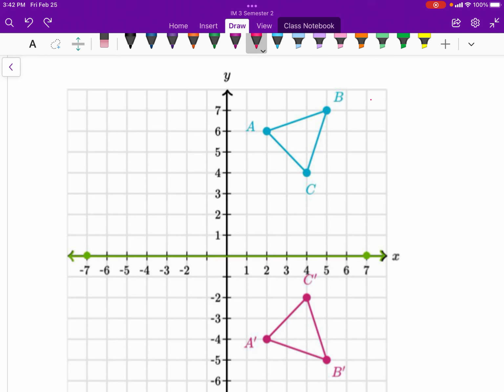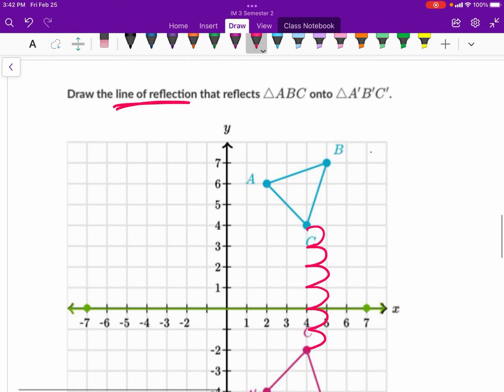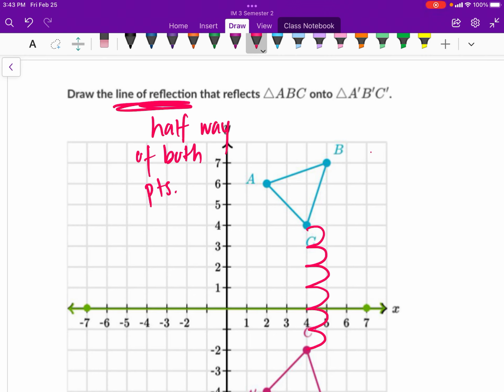In this case, notice how it's going this direction where I'm lining up. I could line up B, I could line up C, or A actually. So I'm just going to use one of these points. I'm going to use C, and I want to see the distance from C to C prime. That's 1, 2, 3, 4, 5, 6. Now our line of reflection is halfway between both points. So in this case, half of 6 is 3. So if I count 3 spaces from either C or C prime, I should find my line of reflection. And in this case, it's going to be here.